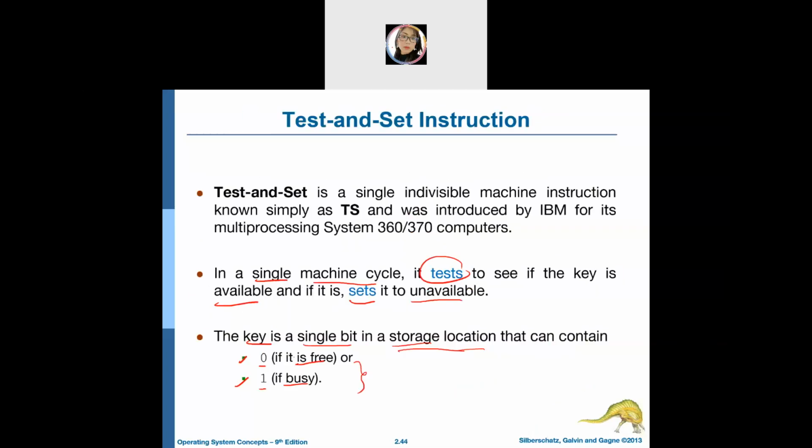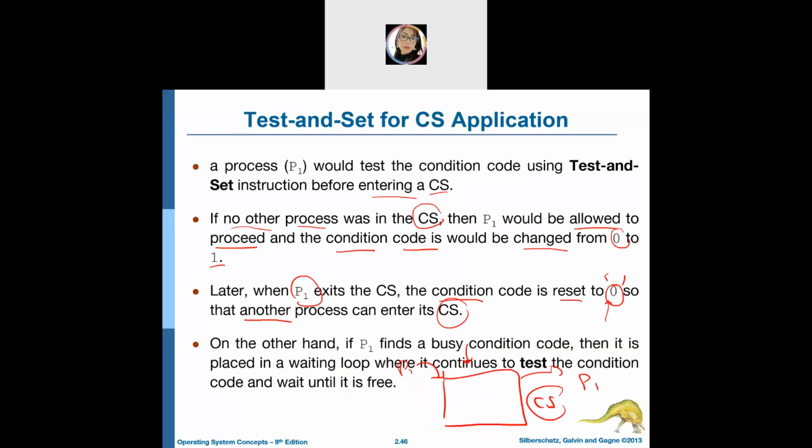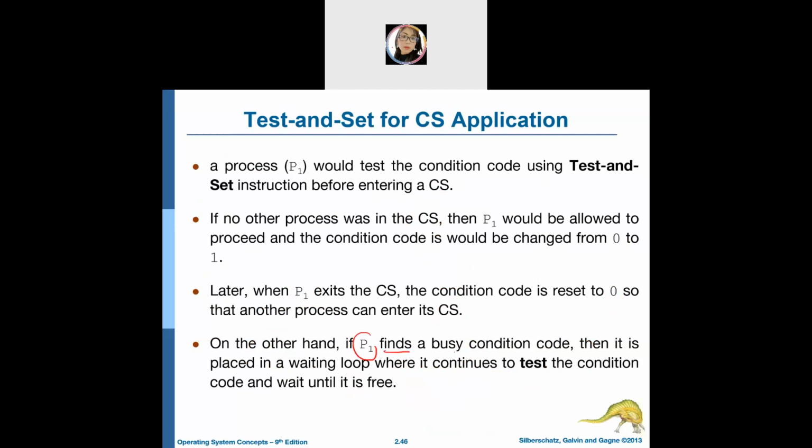On the zero condition, it is free. So processes know, okay, it is free, it's empty. You can try to request to enter your CS. If it's one, it's busy. You know that there is another process inside. On the other hand, if P1 finds a busy condition code, then it is placed in a waiting loop, where it continues to test the condition code and waits until it is free. So it tries to check whether CS equals 0 or 1. Similarly, when you have P0, at a time, it's going to check the condition of the CS using test and set.